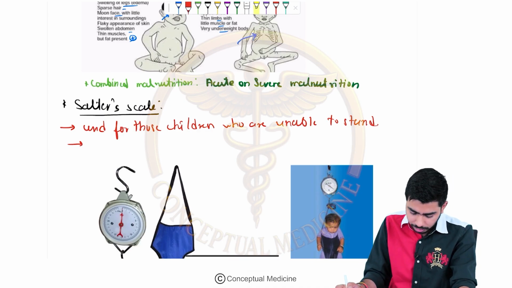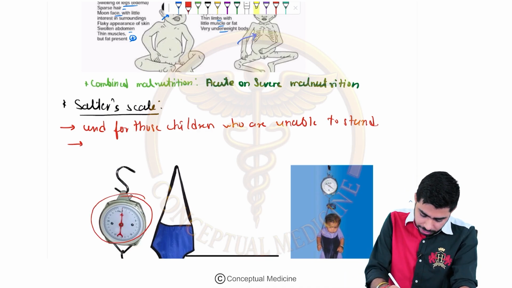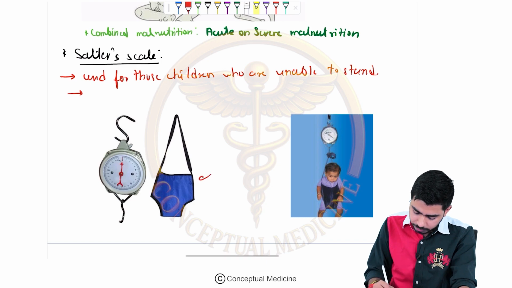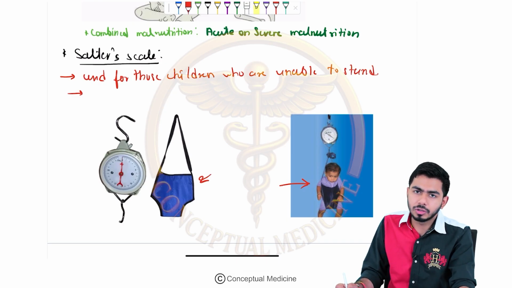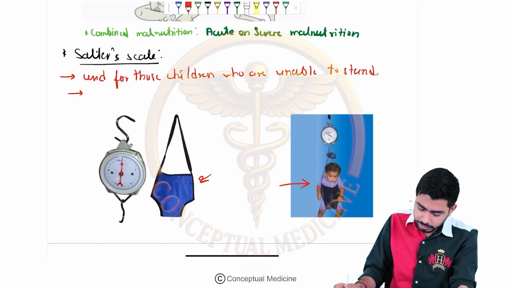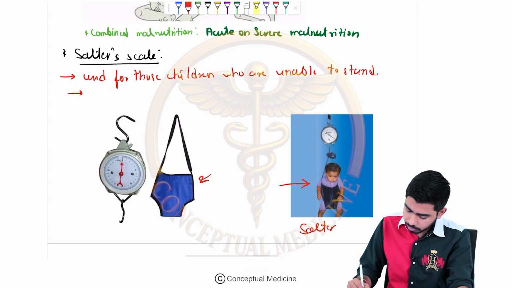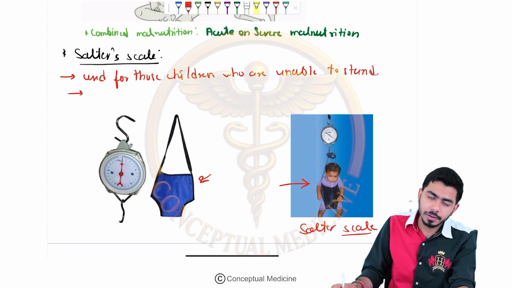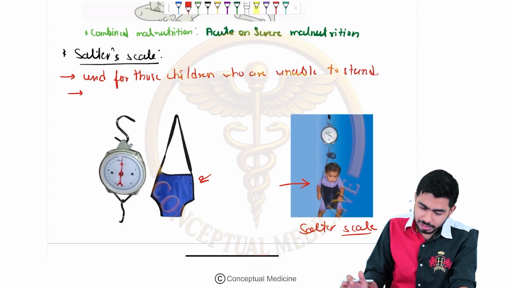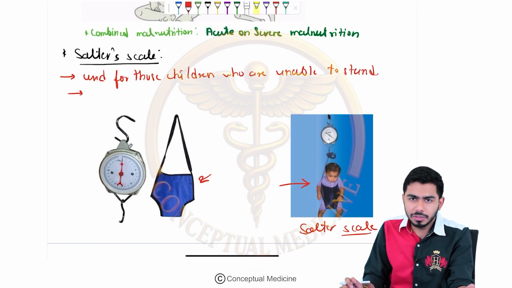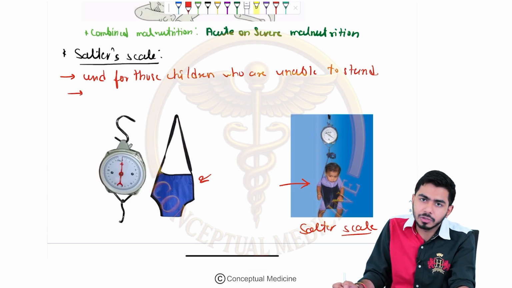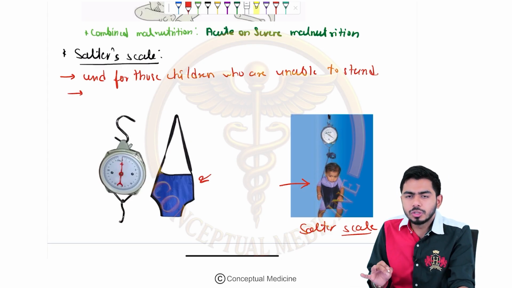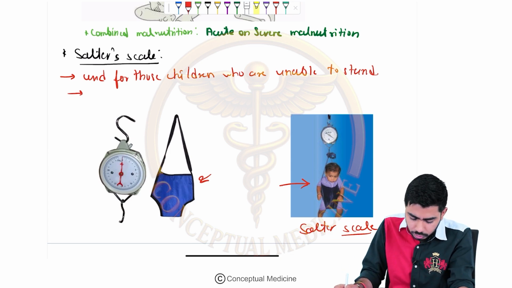It is giving us the reading, you can see in this particular diagram. It is actually looking like this, where you can see the baby is hanging on that particular scale. This is called the Salter scale. This was used in the older times. Now we have the weighing machine. Just put the baby over there and you will get the weight, the electronic version of that. So the Salter scale is used in those children who are not able to stand on themselves.